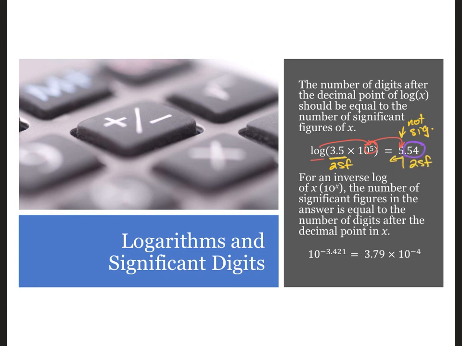Anti-logs work the same way. The number to the left of the decimal is reporting the order of magnitude, or how many times the decimal point has been moved to get the original number into scientific notation. So the 3 here is not significant, but the numbers after the decimal point are, so the anti-log of negative 3.421 needs 3 significant figures when you're reporting it.